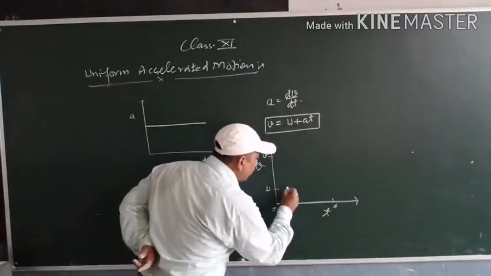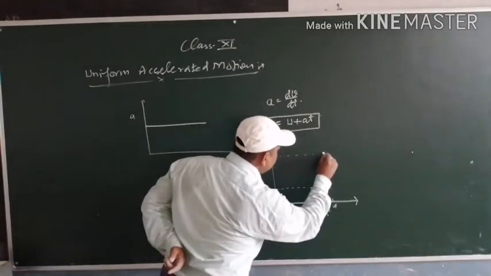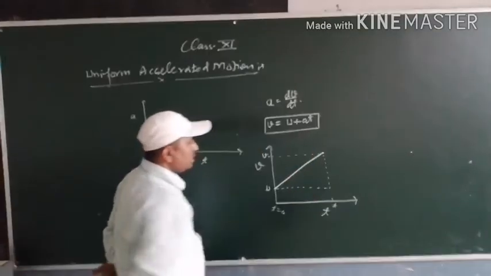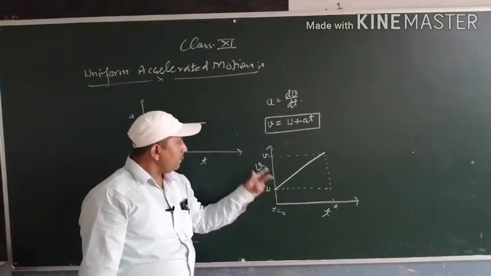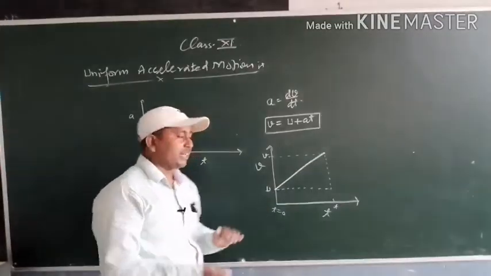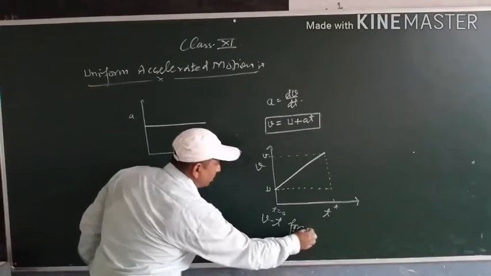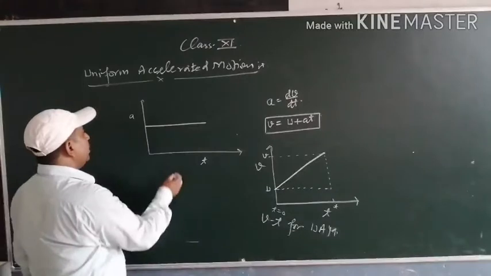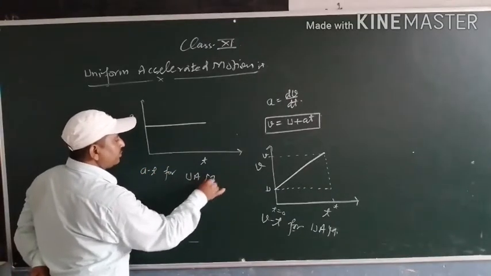So the plot between the time and velocity will be a straight line, and that can be expressed by this line. This line provides the graph between the velocity and the time. This is the Vt graph for uniform accelerated motion, and this is the At graph for uniform accelerated motion.